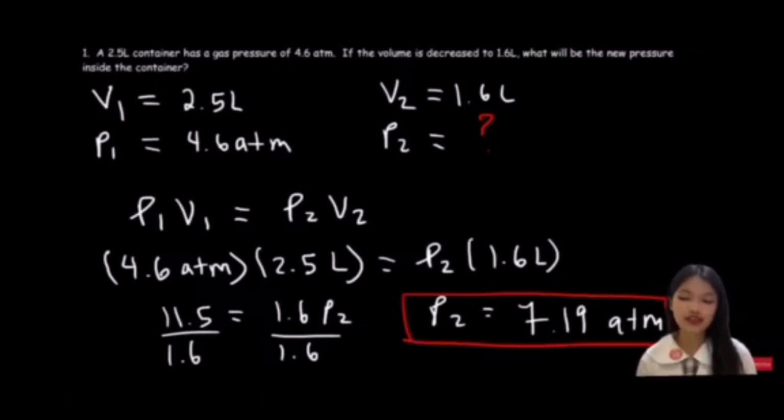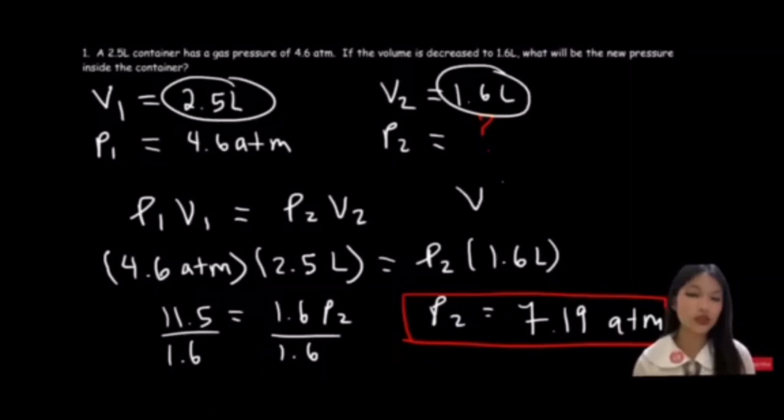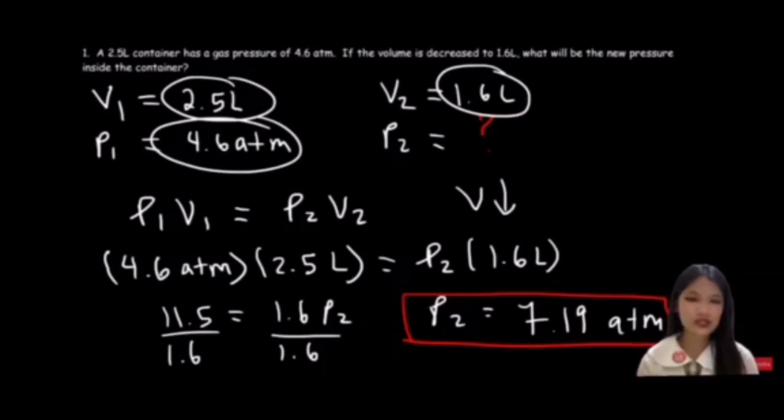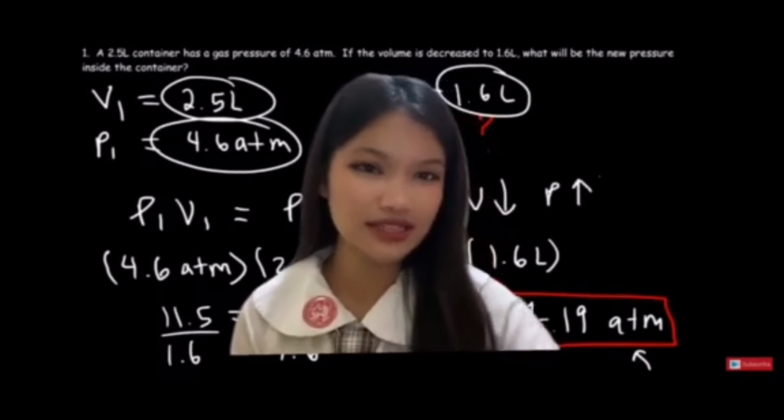Now, we make sure that the answer makes sense. We decrease the volume from 2.5 to 1.6. So therefore, the pressure should increase from 4.6 to 7.19. So that's it. You know how to solve the problem using Boyle's law.